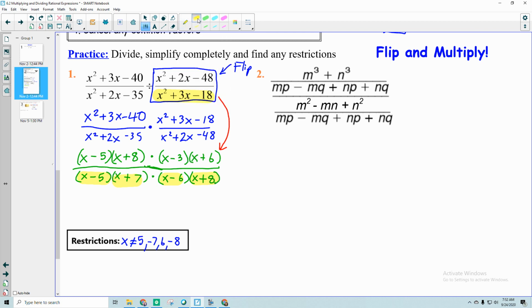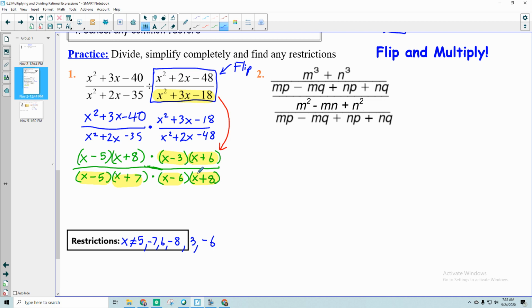And I want to include those as part of my restriction. So I'm looking at both of those factors. And that means that I'm going to include +3 and -6, all as numbers that I'm not allowed to plug in, okay? So if at any point something is in the denominator, then we have to include it in our restrictions, okay?